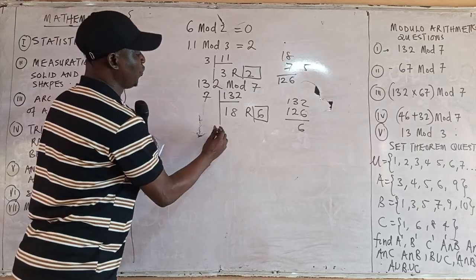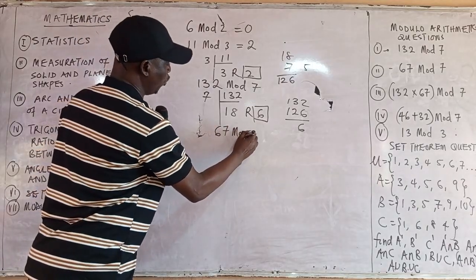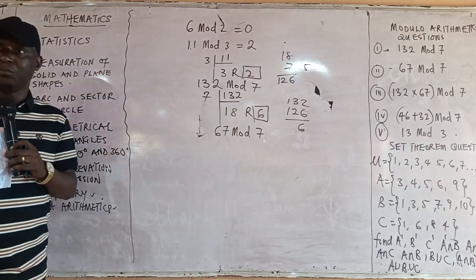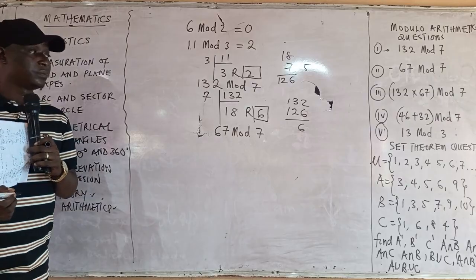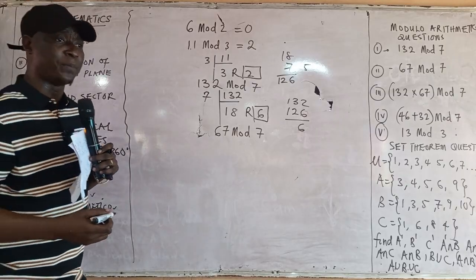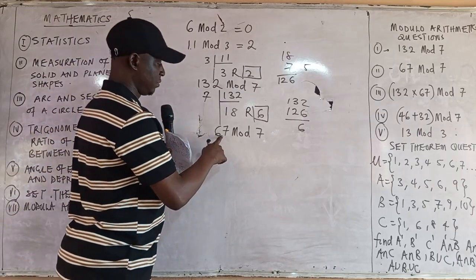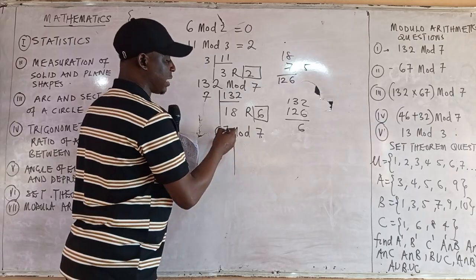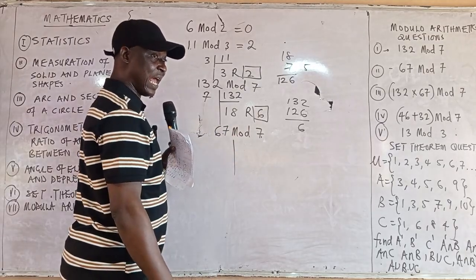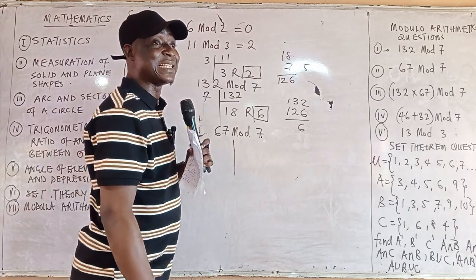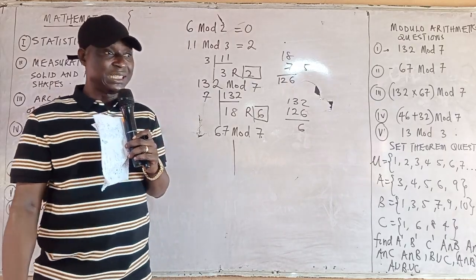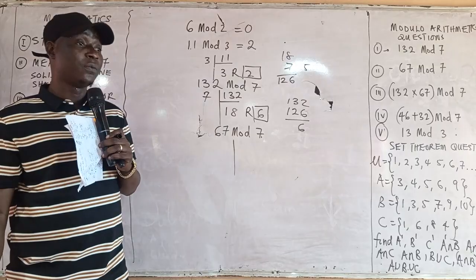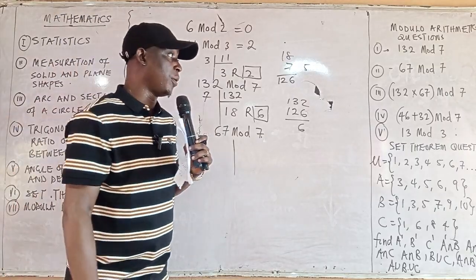If I ask you to do 67 mod 7, what will it be? Yes, 4. How do you get your 4, please? That means you are going to see 67. How many 7s can go in 67? That is 9. 9 times 7 is 63. Is it not 63? The remainder is 4. So the answer becomes 4.